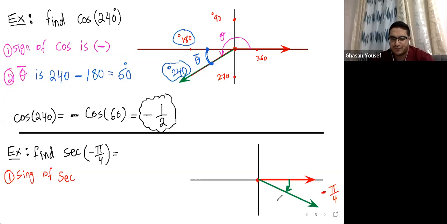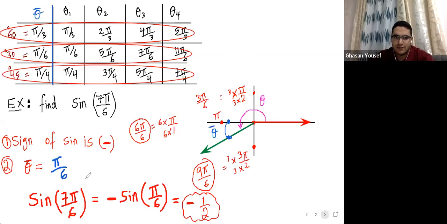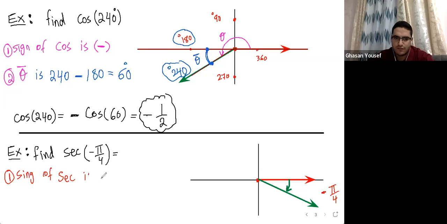So in the fourth quadrant, the cosine is positive, right? The cosine function is positive in the fourth quadrant. This means the secant is also positive. So the secant is positive in the fourth quadrant.